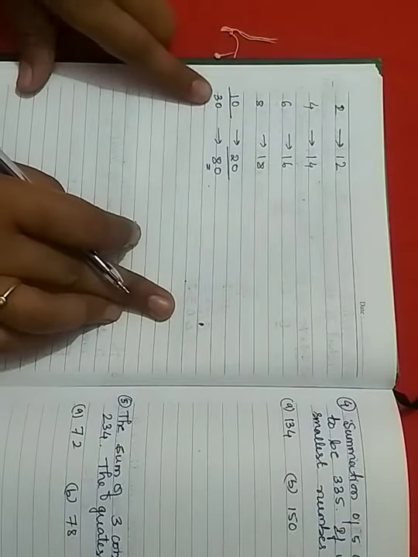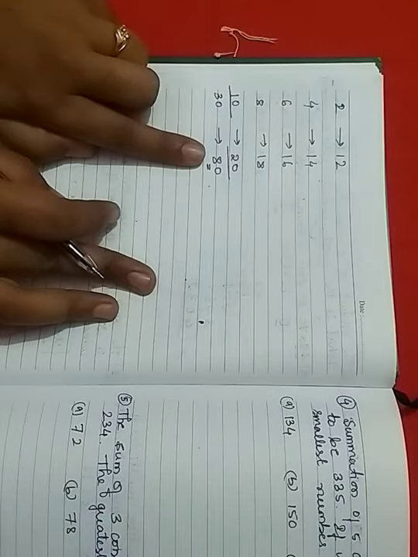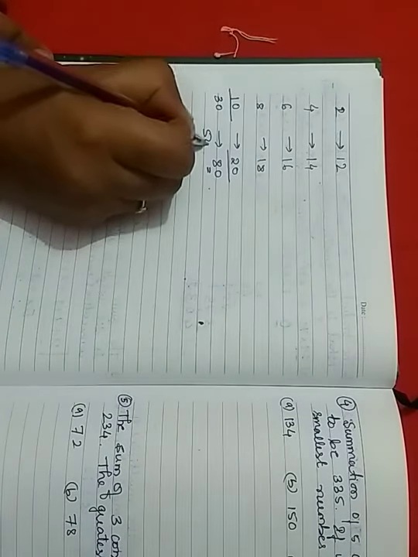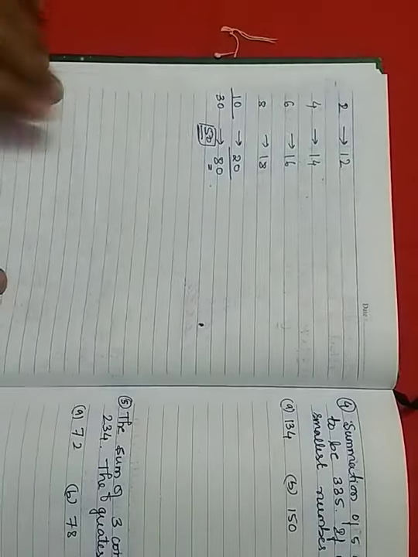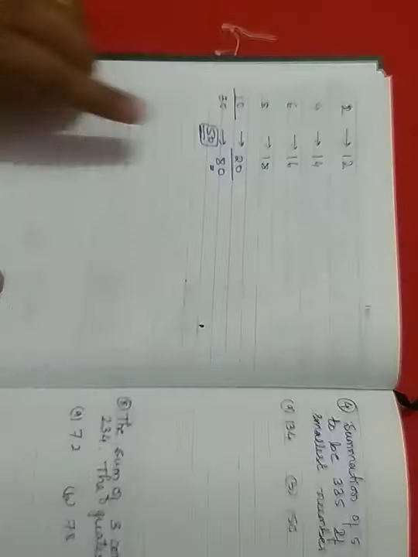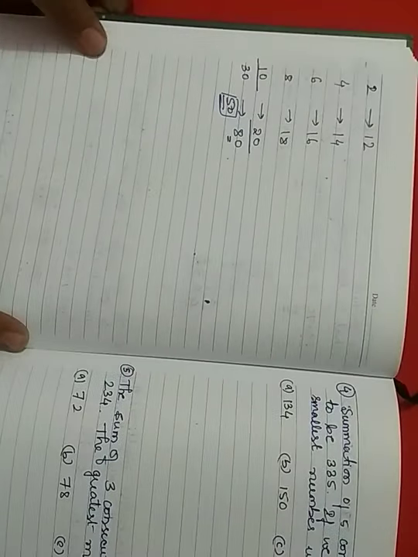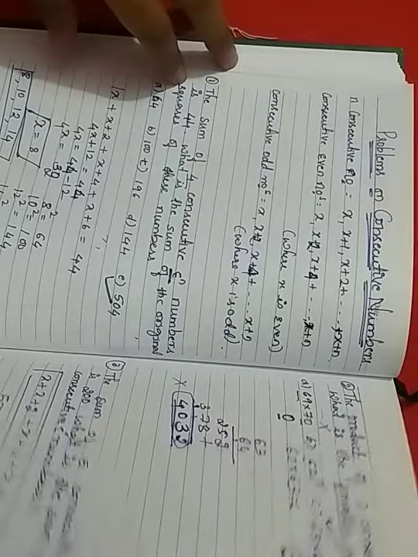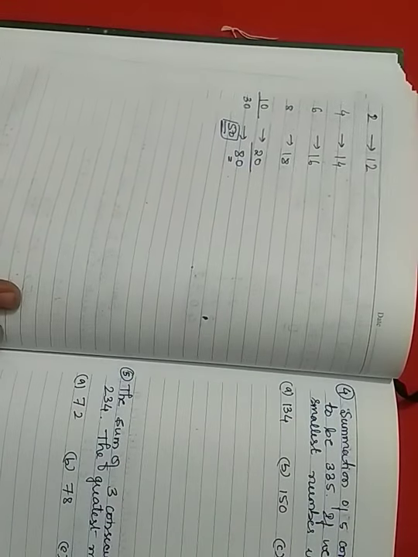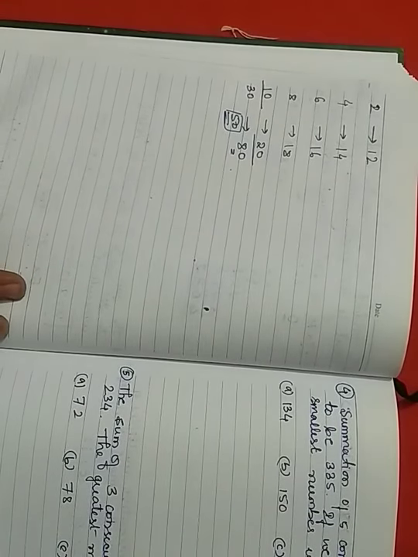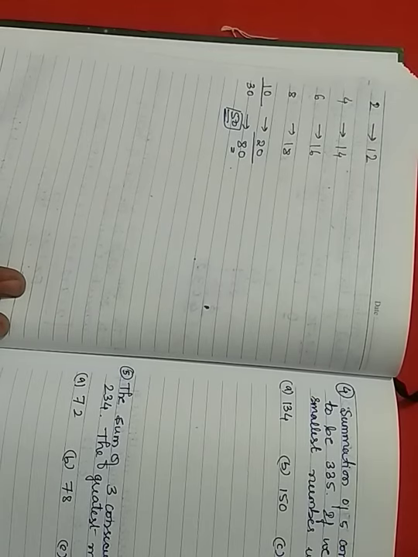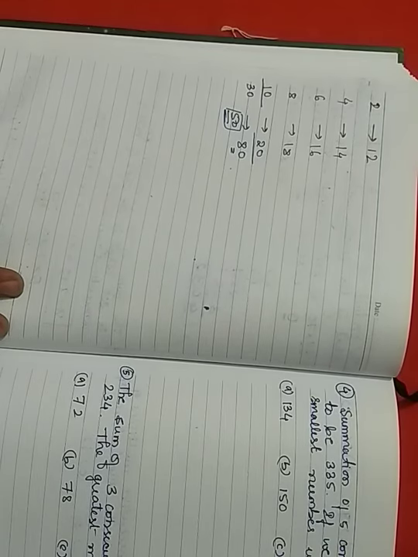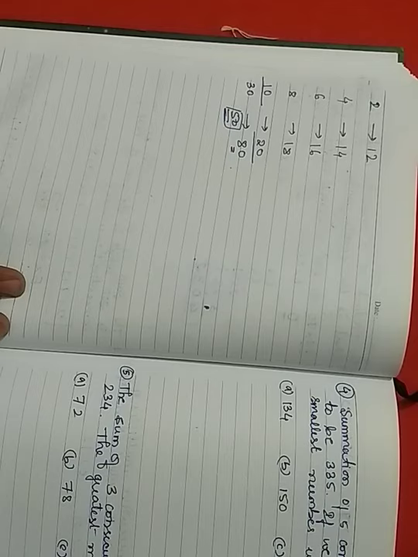And the first 5 consecutive is 30 and the next 5 consecutive is 80. The difference is 50 here. 80 minus 30, the difference is 50. So what you can infer from this is the difference between the sum of the first 5 consecutive even numbers or odd numbers is always 50.